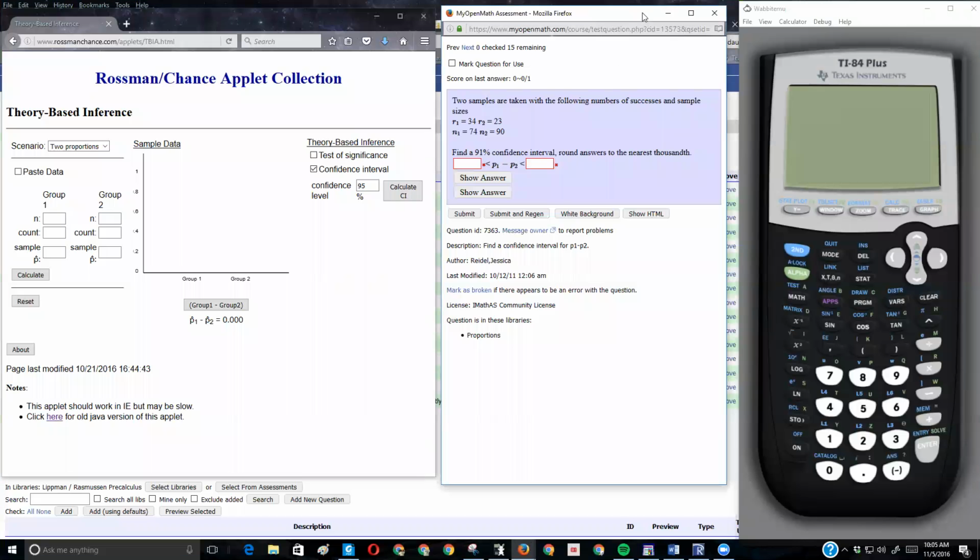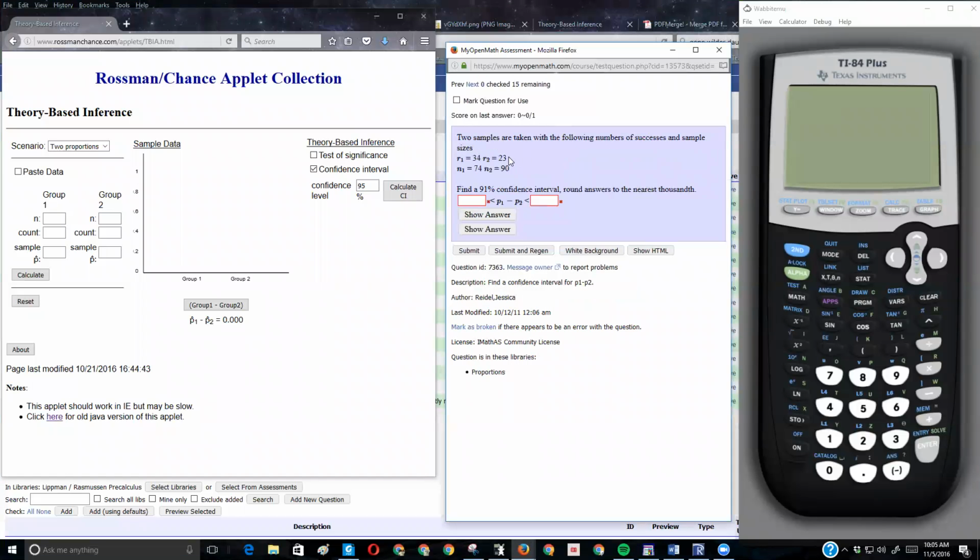So for this question, what I'm seeing is I've got a couple of, let me get a pointer going here. I see a couple of categorical variables. They talk about the number of successes and sample sizes. So I don't see any means, any standard deviations, and these I'm assuming are categorical variables.